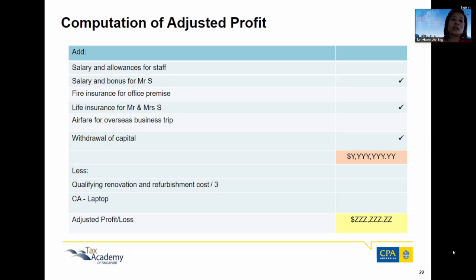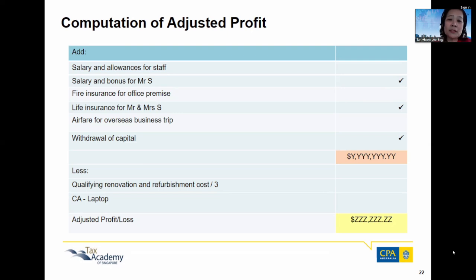Okay. Fire insurance for office premise. Yes, can, because this is the office premise. It is incurred in the production of income. He needs to work in the office. He needs to use the office. So fire insurance, yes. But life insurance for himself and for his wife, no, these are definitely private.